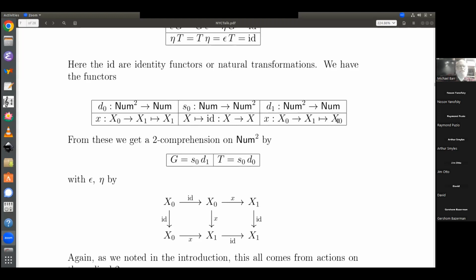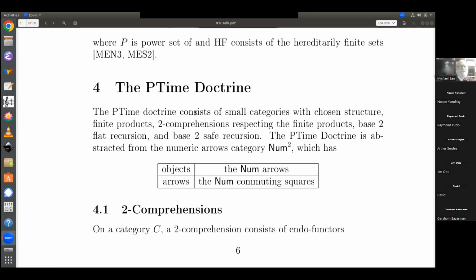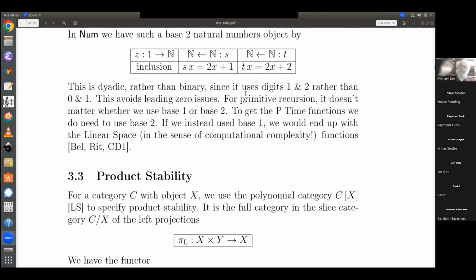Jim, what does a comprehension have to do with the doctrine? What's the relationship there? Oh, in the doctrine, the PTime doctrine is going to consist of small categories with chosen structure: finite products, 2 comprehensions respecting the finite products, base 2 flat recursion and base 2 safe recursion. And the 2 comprehensions are used in defining the safe recursion. Okay, so you need this notion of comprehension in order to define your doctrines. It's part of the structure in the doctrine. It's part of how this doctrine differs from the PR doctrine.